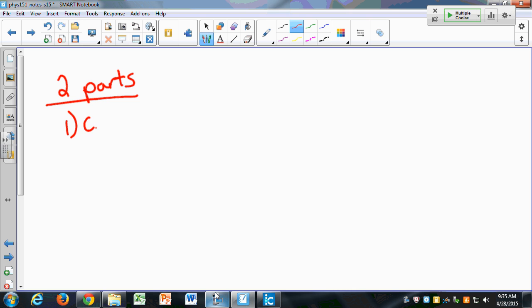The first part is the central nervous system. This includes the brain and the spinal cord. You need to know what it does, and that is that it integrates the information from the peripheral nervous system or from these external stimuli, which we've already said.